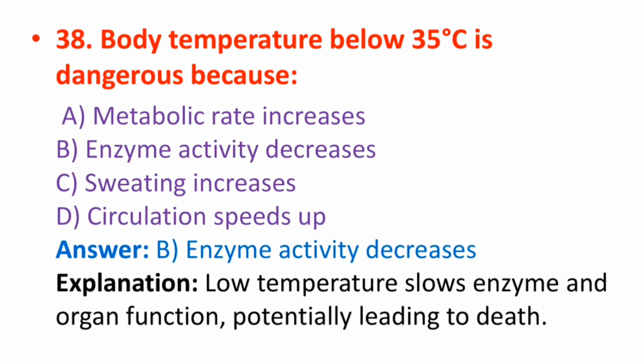Body temperature below 35 degrees Celsius is dangerous because option A metabolic rate increases, option B enzyme activity decreases, option C sweating increases, option D circulation speeds up. The correct answer is option B enzyme activity decreases. Low temperature slows enzyme and organ function, potentially leading to death.